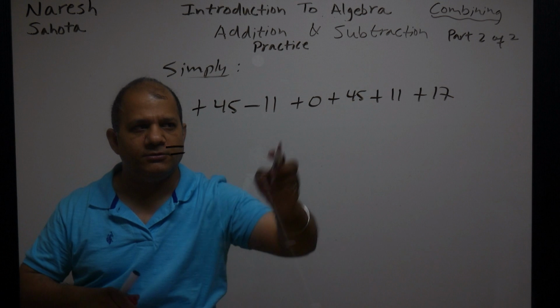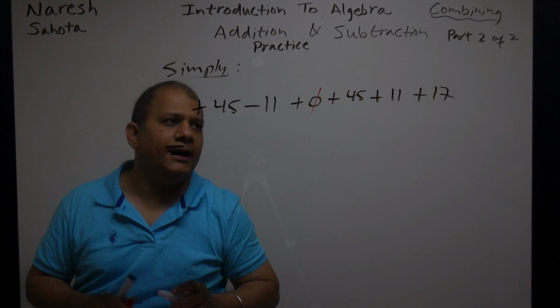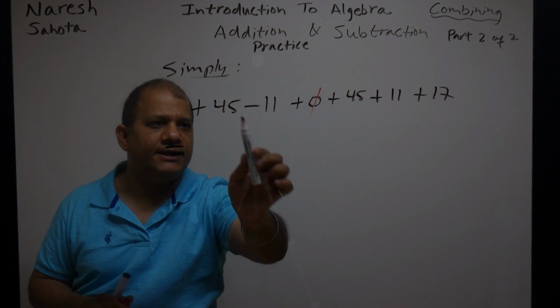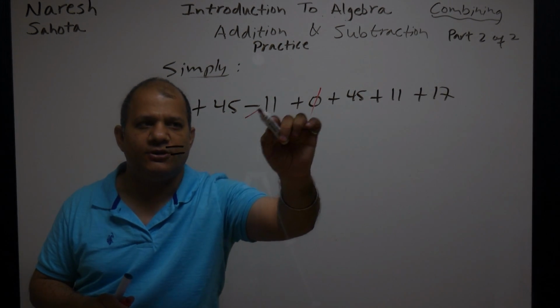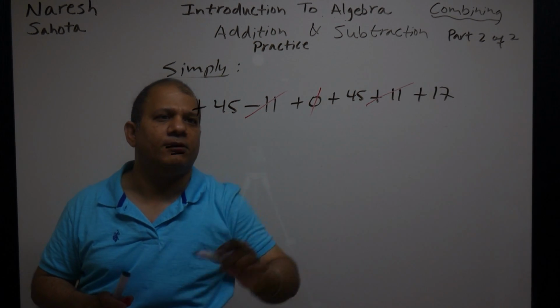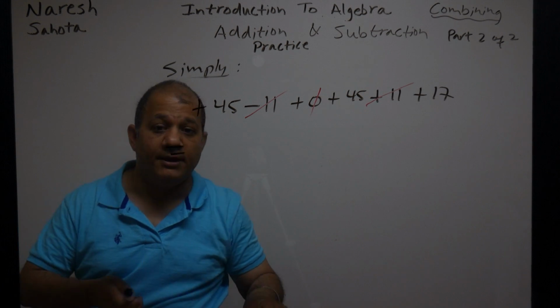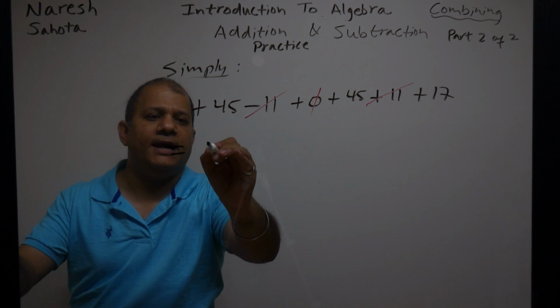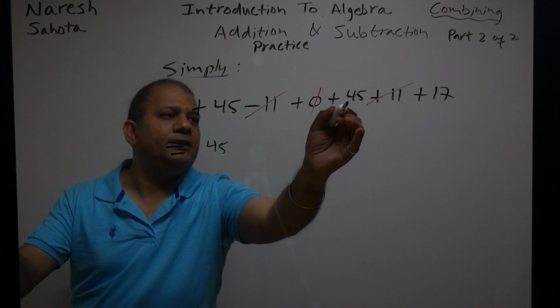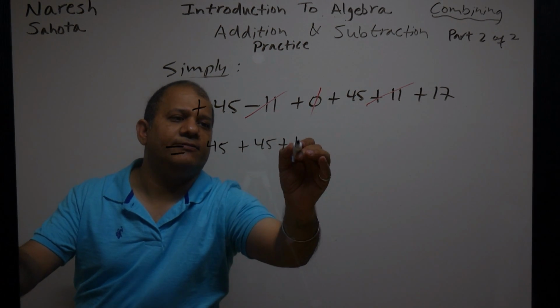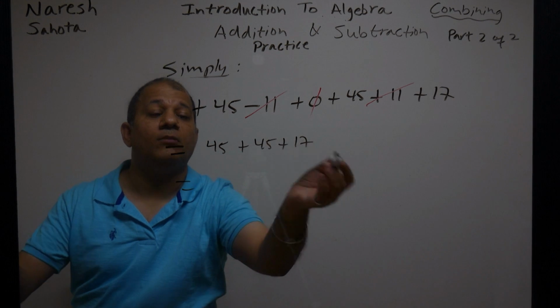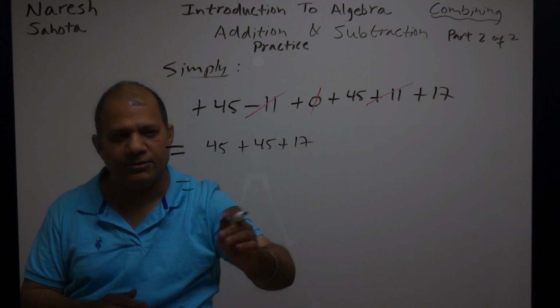So now, first we can write all the positive ones, but actually let's scan it. We don't need to worry about 0, right? And we have a negative 11 here, and we have a positive 11 here. They cancel each other out, so we don't need to worry about that. So now we can combine the rest of them. So I have 45, and this is positive 45, and plus that's a 17. So they're all positive. So it's just you add 3 numbers.